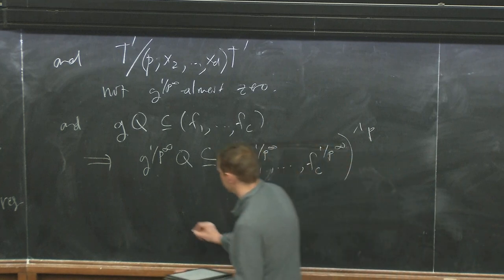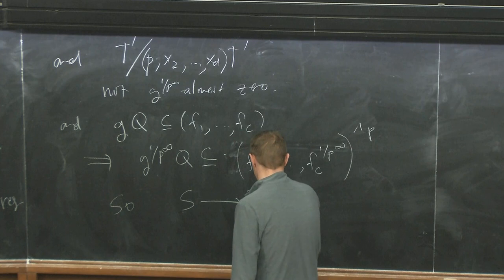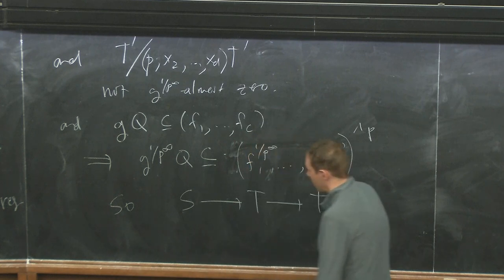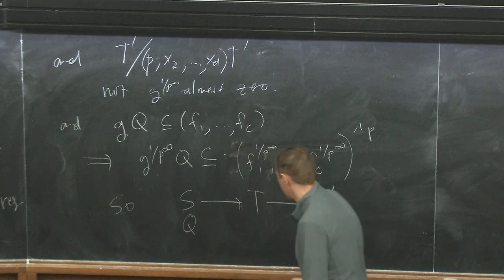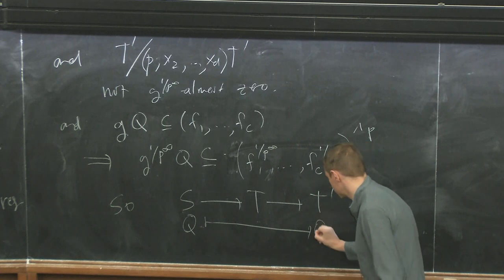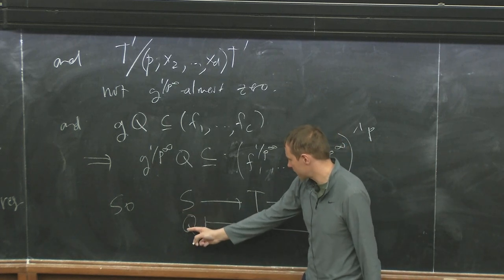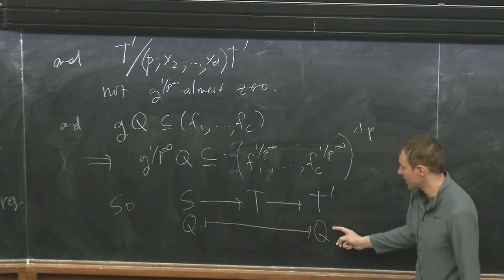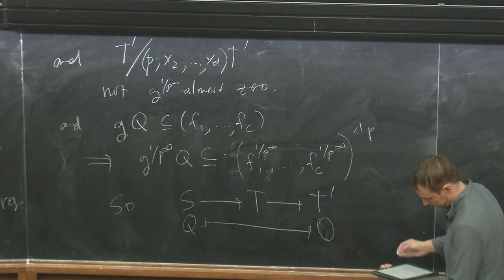All right, so the punchline is that I have this string of maps here, and this Q, which really lives inside of R, or really lives inside of S, after I map it all the way up to T prime, goes to 0. So T prime is an R algebra.